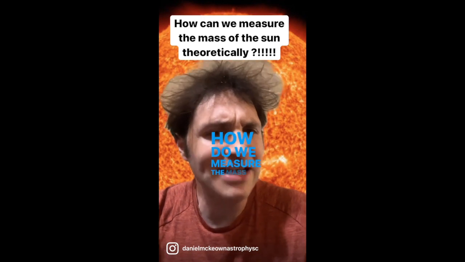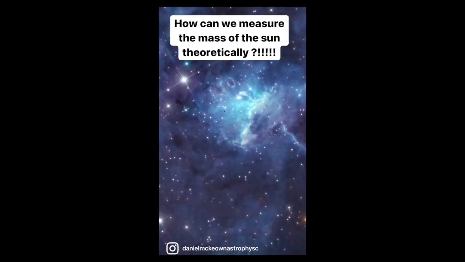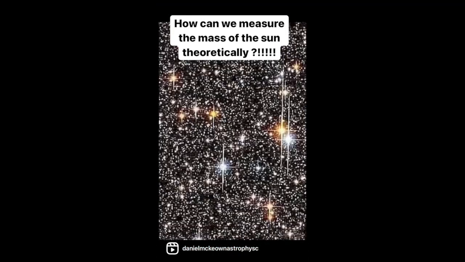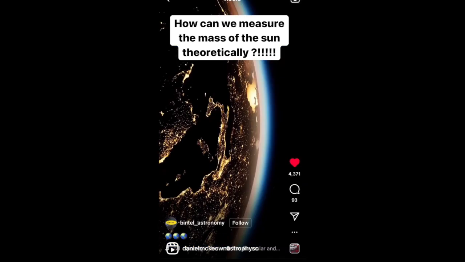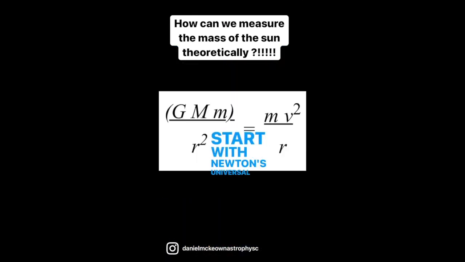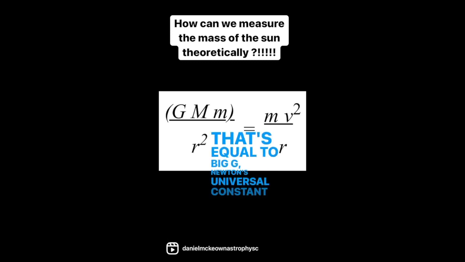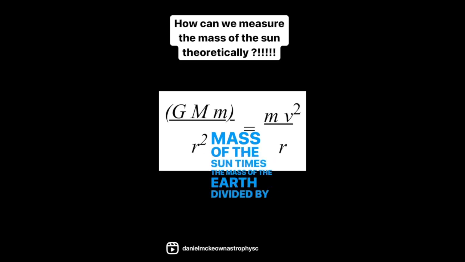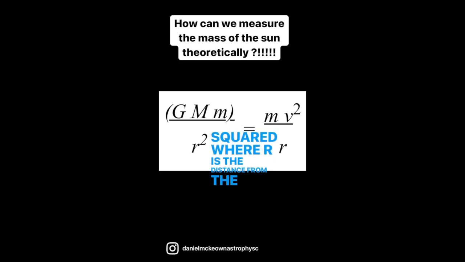How do we measure the mass of the sun? Start with Newton's universal law of gravitation. That's equal to big G, Newton's universal constant, times the mass of the sun, times the mass of the Earth, divided by r squared, where r is the distance from the Earth to the sun.